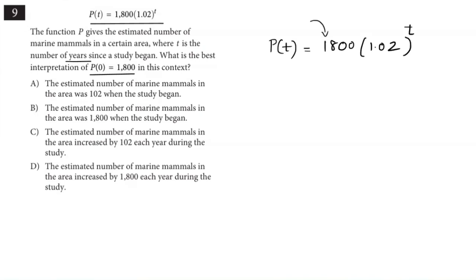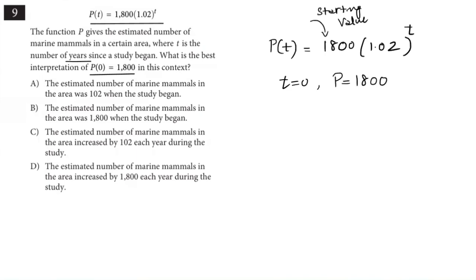This is the principal or the starting value. Why do you call it the starting value or the principal value? Because when you put t = 0, anything raised to the power 0 becomes 1. So this is the starting point. t = 0 gives you 1800. So the function gives the estimated number of marine mammals at the start of the study, which was 1800, right?